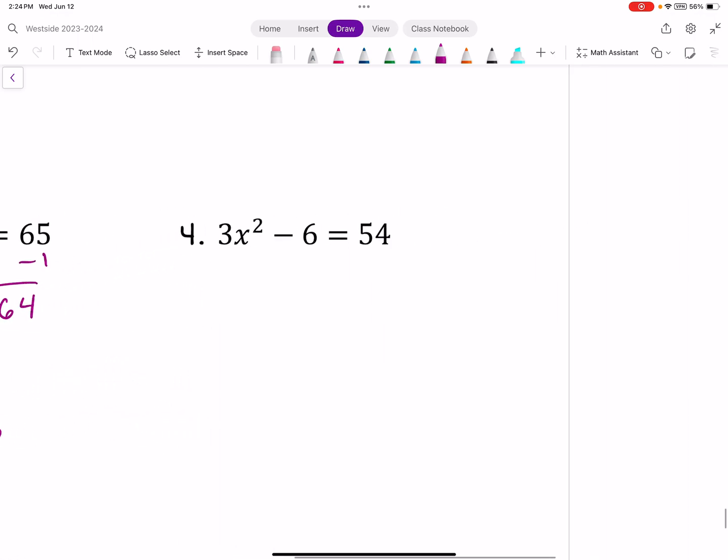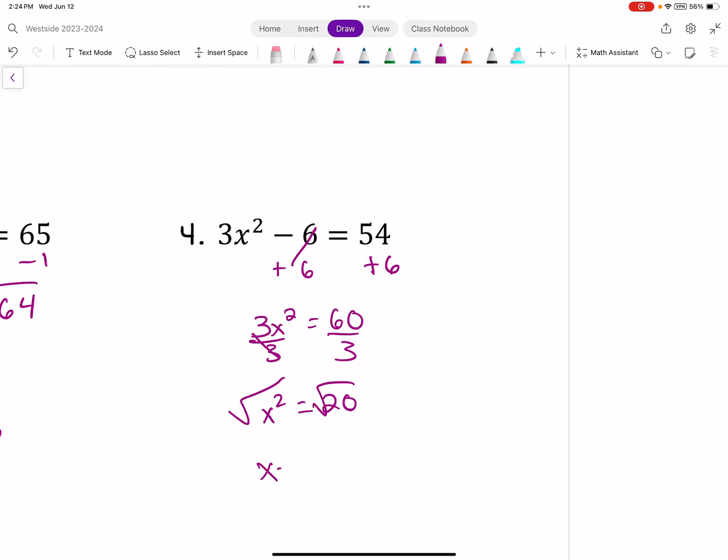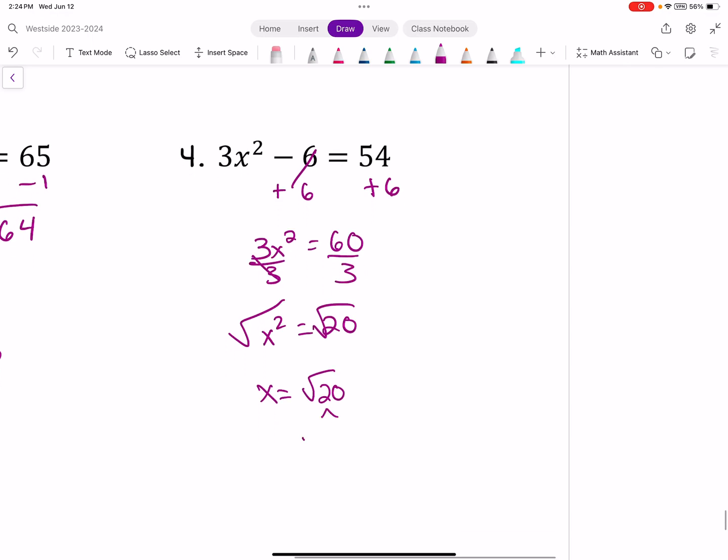All right, and then number 4 here, we're going to go ahead and add 6. 3x squared would equal 60. We're going to go ahead and divide by 3. x squared would equal 20. We're going to take the square root. So x would be the square root of 20. Well, we're going to go ahead and break that down. So the square root of 20 is the square root of 4 times the square root of 5. So x would be 2 square root of 5, and x would be negative 2 square root of 5.